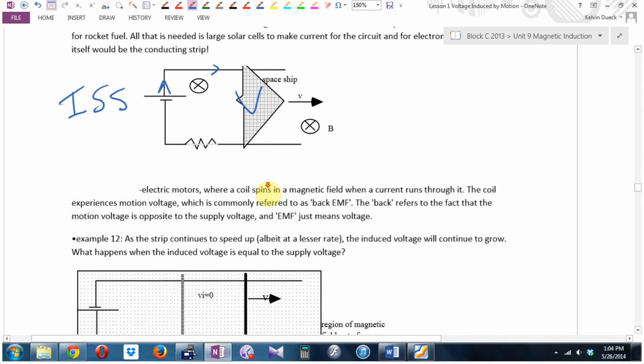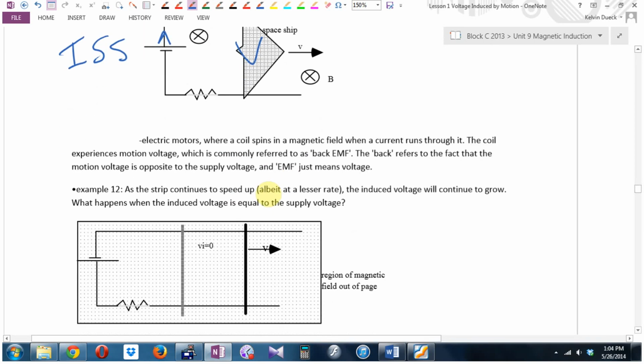The other place is electric motors, where a coil spins in a magnetic field. When a current runs through it, the coil experiences what we call motional voltage, often called back EMF. This is why the faster you rev up an electric motor, the cooler it runs. We're going to talk about that in great detail in lesson 5 or 6 of this unit. One of the last lessons we do.